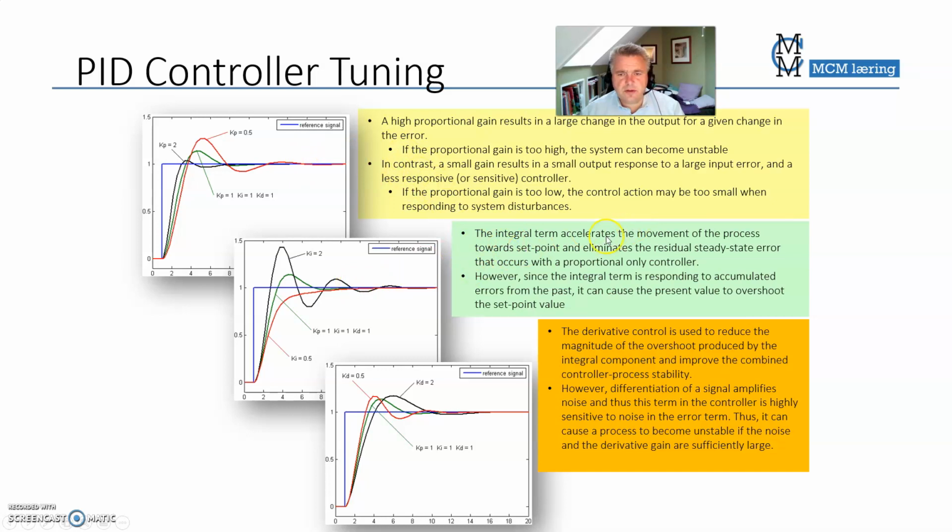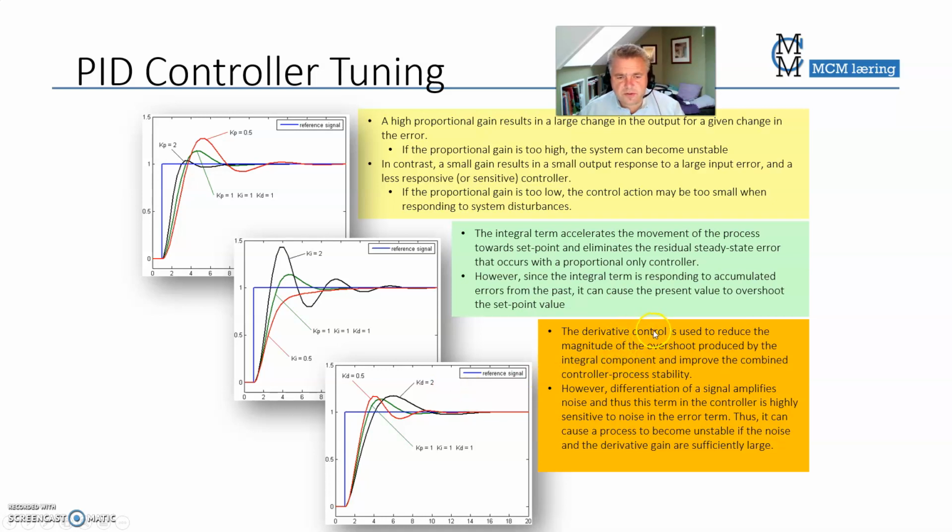The integral term accelerates the movement of the process towards its set point and eliminates the steady state error. But the integral term is responding to accumulated errors from the past. It may cause the system to overshoot the set point. So you see here, if we have more integral, it's faster. The curve here rises much faster, but it overshoots very much. So the red curve here is with the small integral part. The red curve rises slower, but it doesn't overshoot.